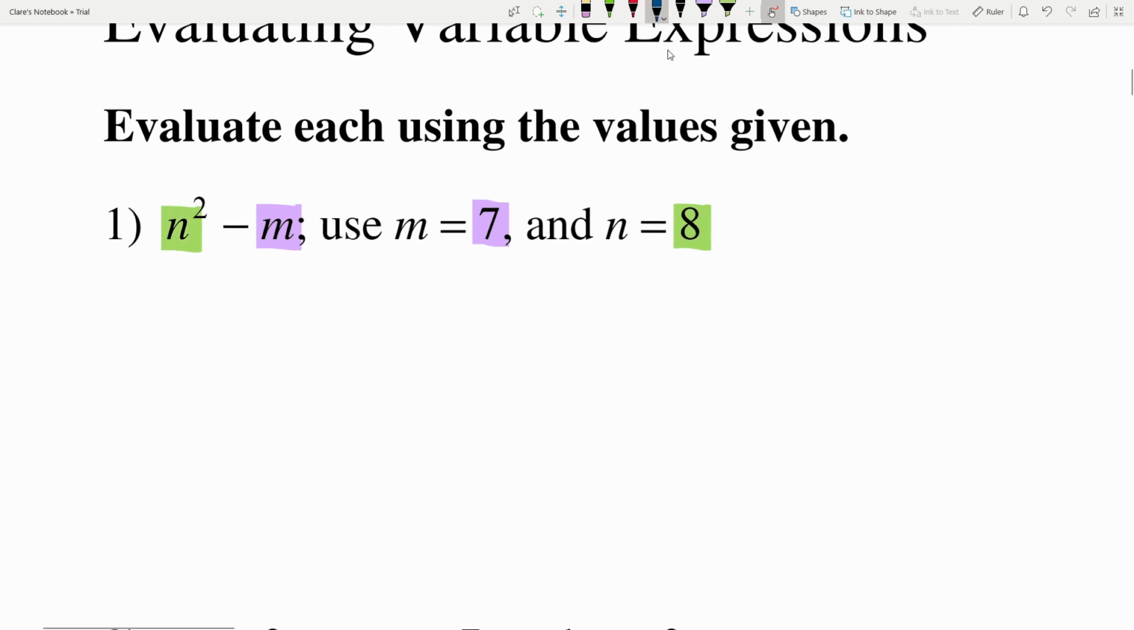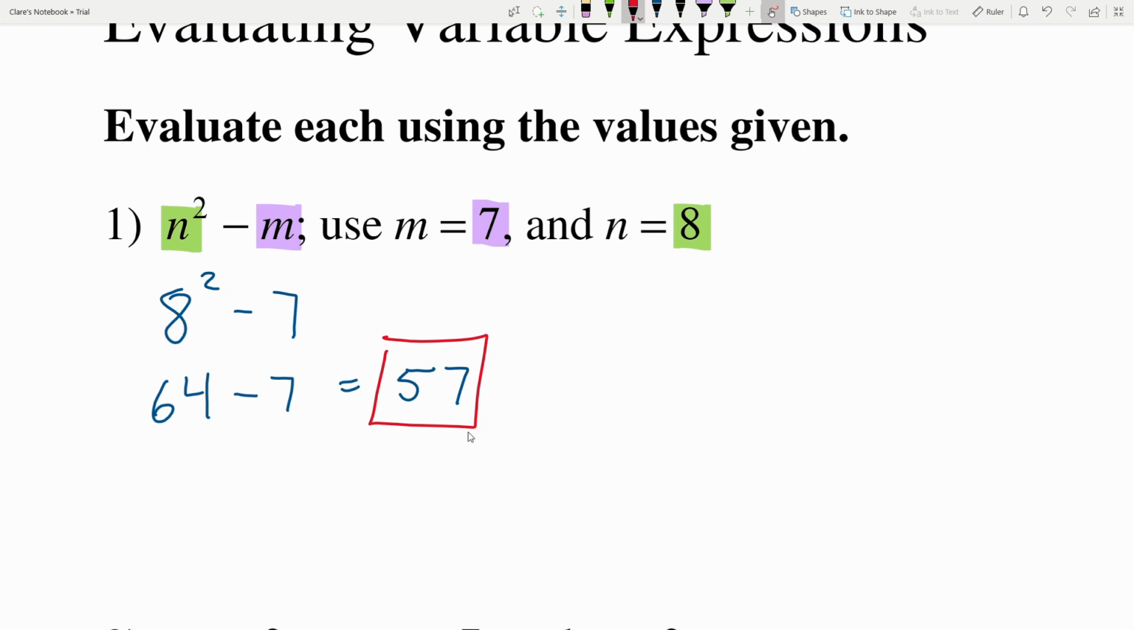So when we write this, I'll have 8 squared minus 7. Now, order of operations still applies, so I do exponents before subtraction. 8 squared gives us 64, so we'll have 64 minus 7, which is equal to 57. So 57 is our solution in number 1. Let's continue on to number 2.